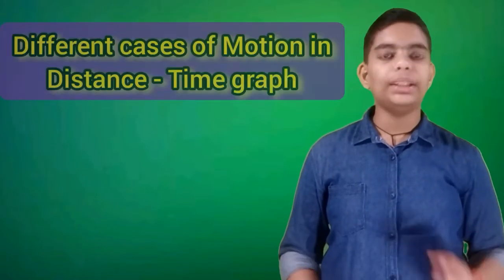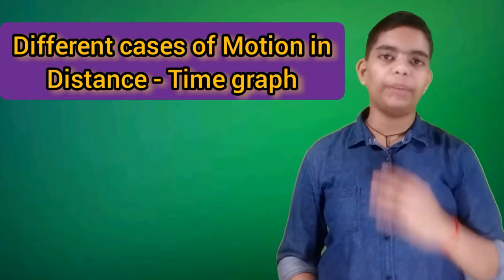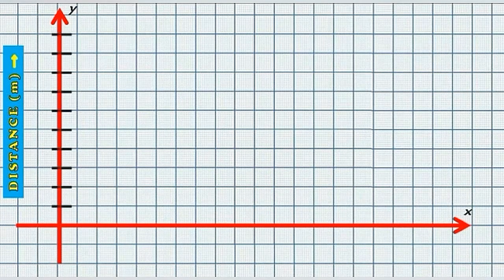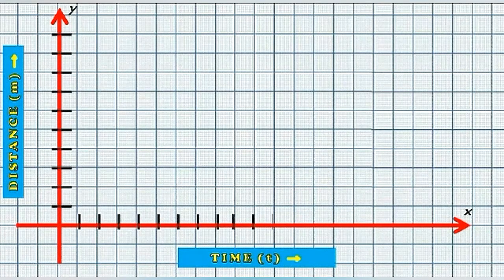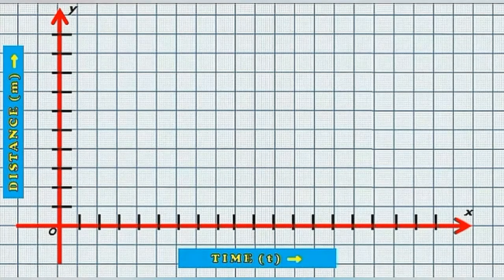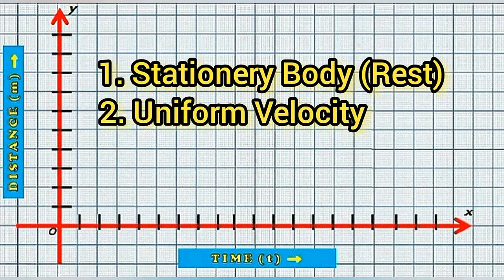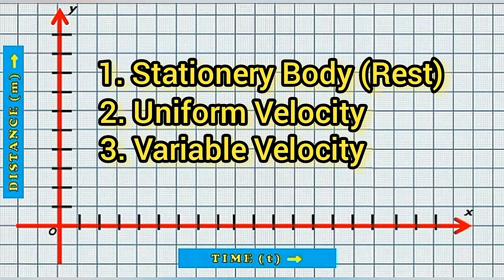Now let us see the different cases in the distance time graphs. Friends, this is a distance time graph. The distance is plotted along the y-axis of the graph and the time is plotted along the x-axis of the graph. So now let us draw distance time graphs for a stationary body, a body moving with uniform velocity and a body moving with variable velocity. Okay friends?